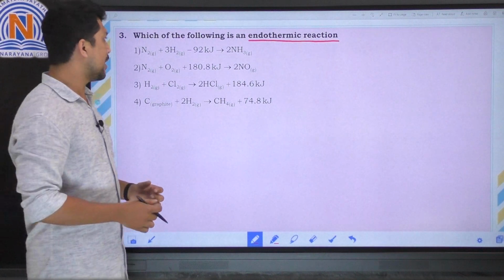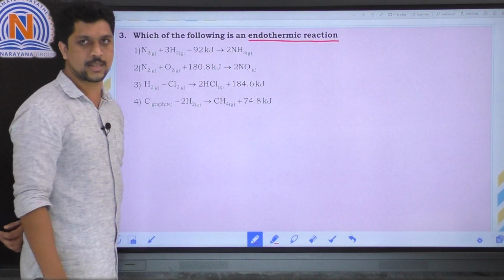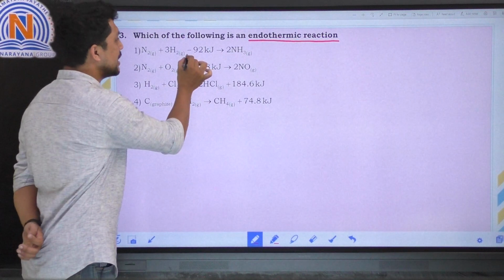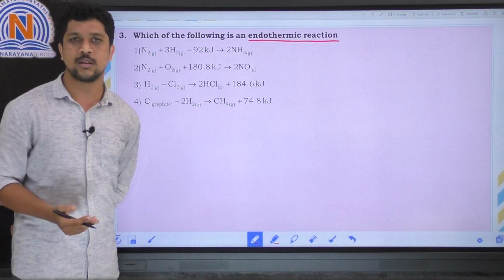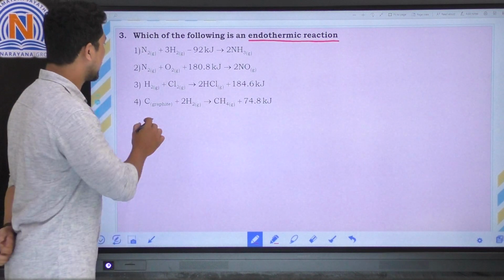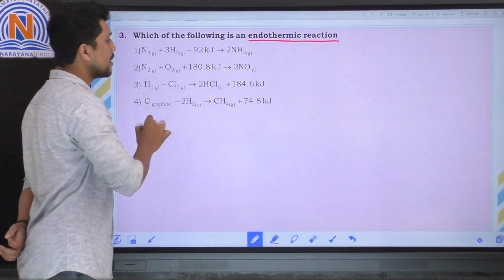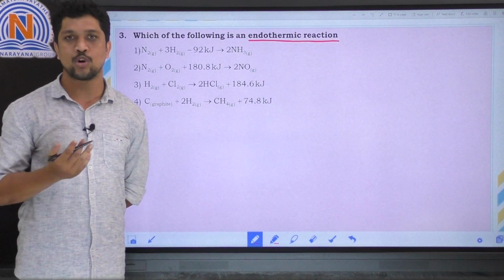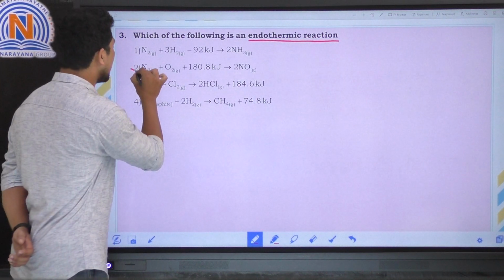If you see here, the first option, N2 reacts with 3H2, it will produce 2NH3, right? The heat energy is being lost, 92 kilojoule per mole. So here the negative sign indicates the evolution, and evolution is the exothermic reaction, right? When you see the second option, N2 plus O2 gives rise to 2NO. In this reaction, plus 180.80 kilojoule heat energy is absorbed. So that is the endothermic reaction, right? So the second option is the correct option.